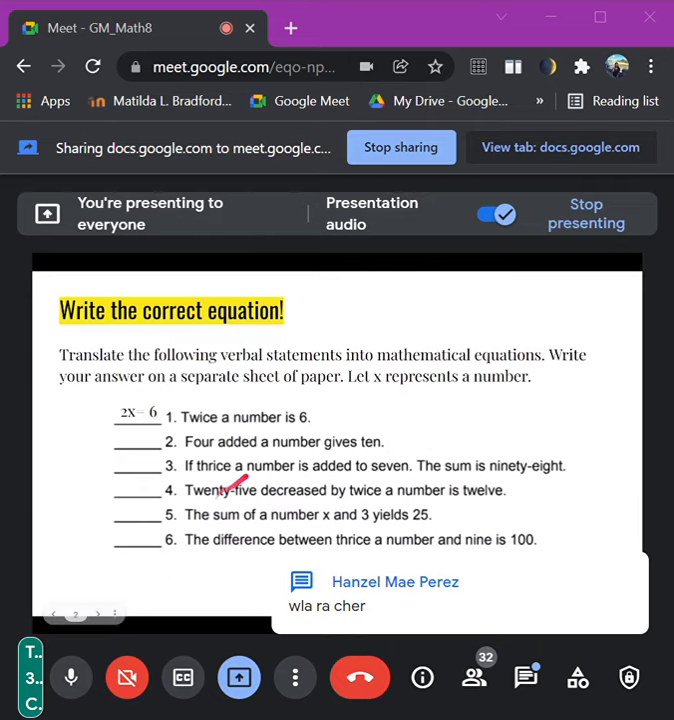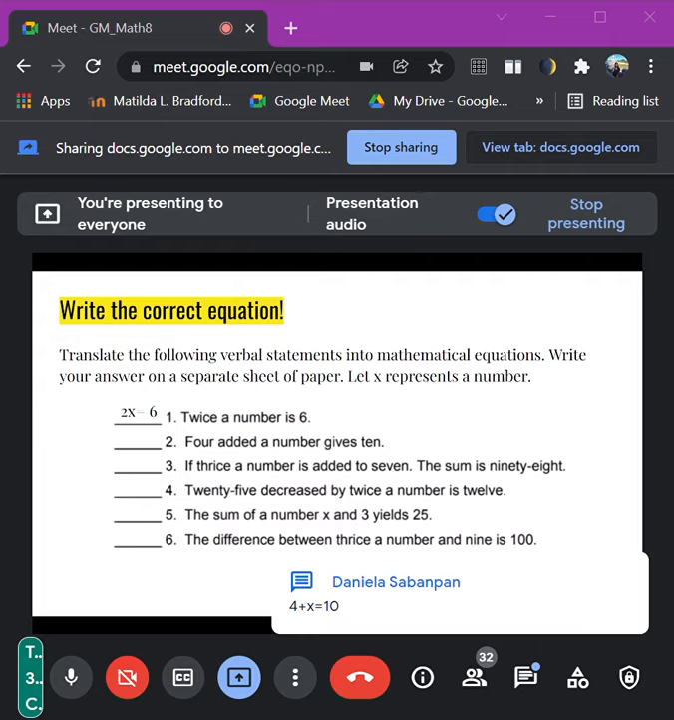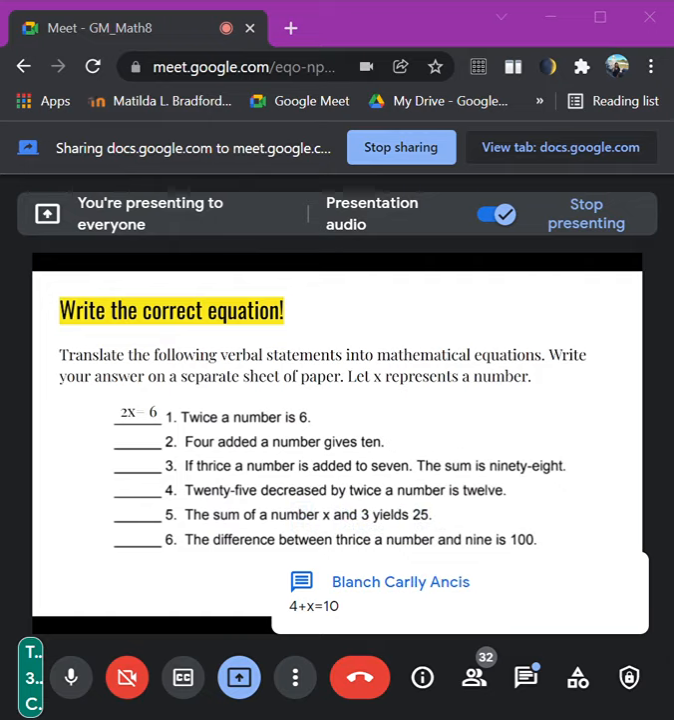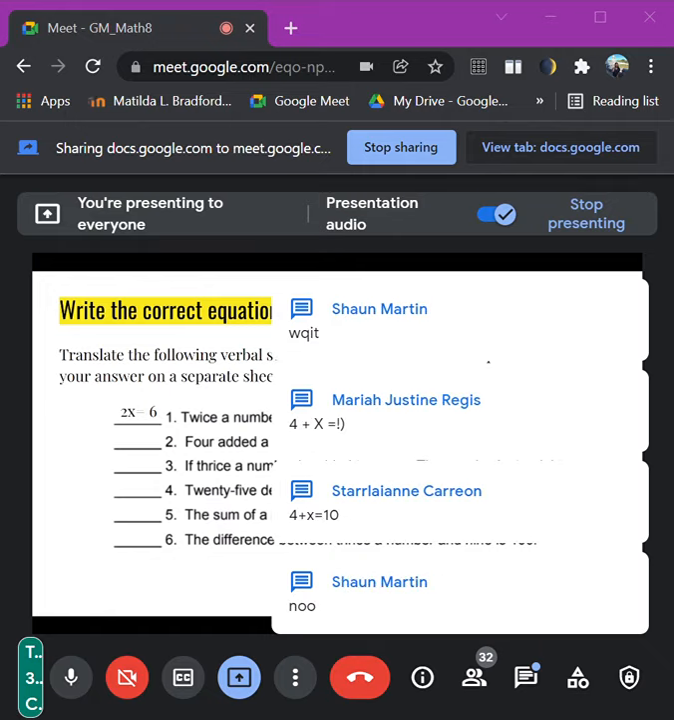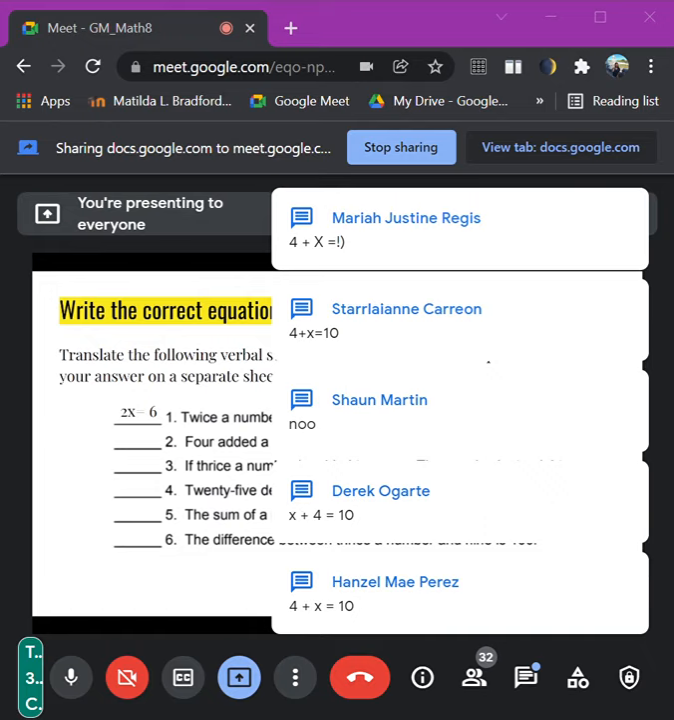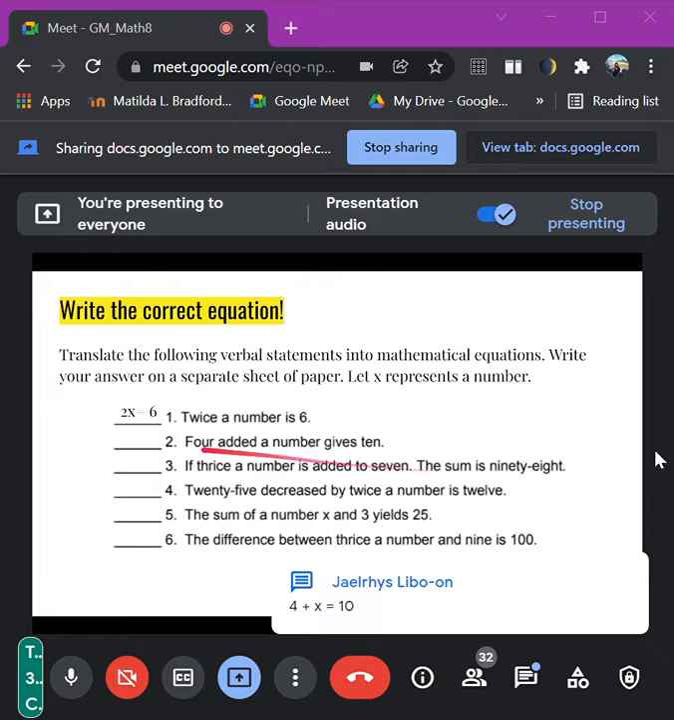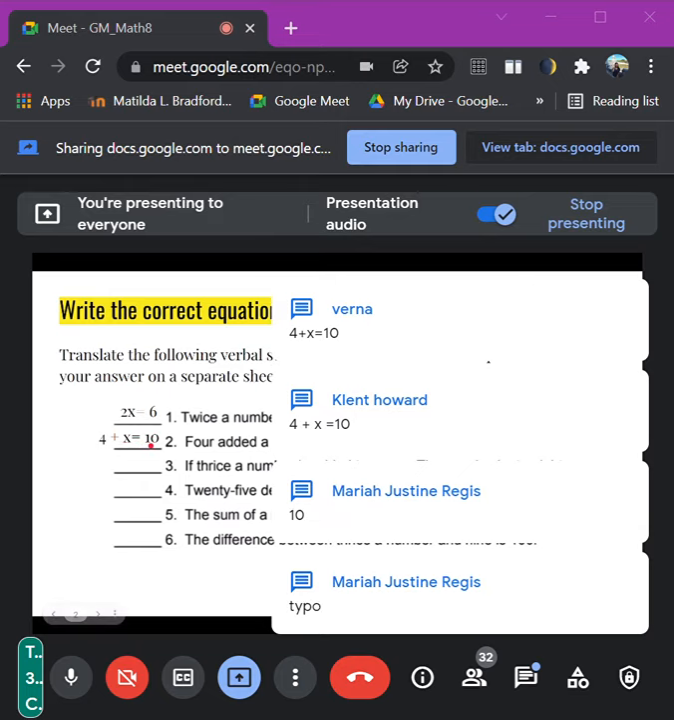Okay. Now let's go to the next one. 4 added a number gives 10. The 4 is added to a number and gives 10. Okay, we have 4 plus x is equals to 10. 4 plus x is equals to 10. Very good. So we have here 4 plus x is equals to 10.